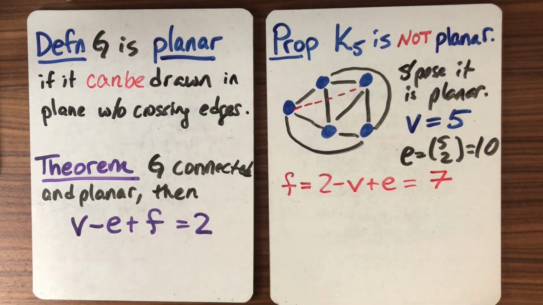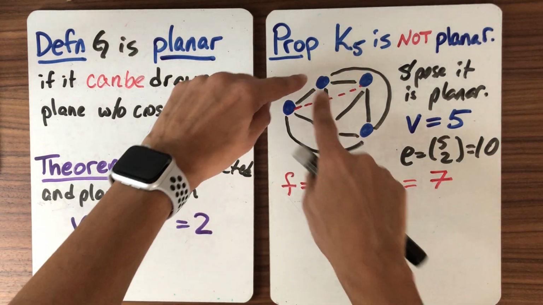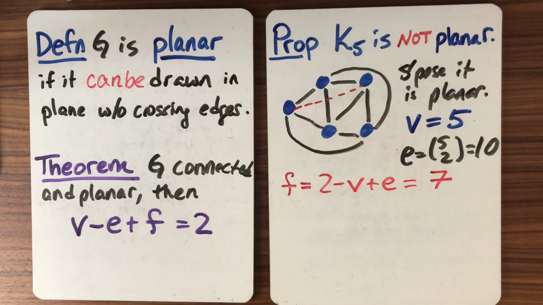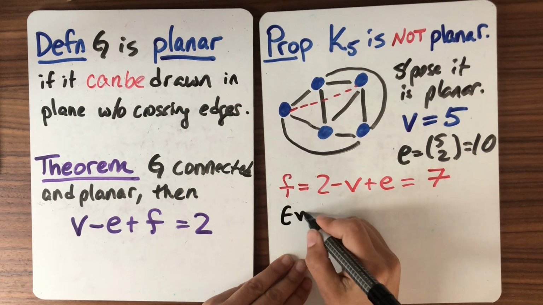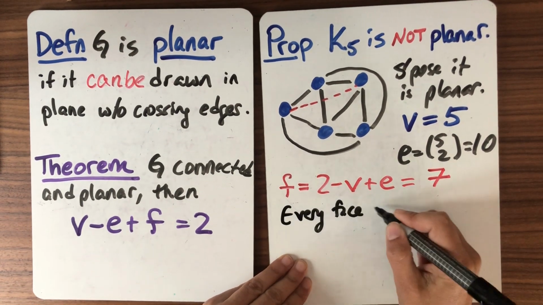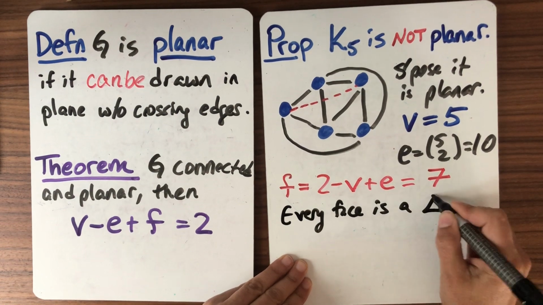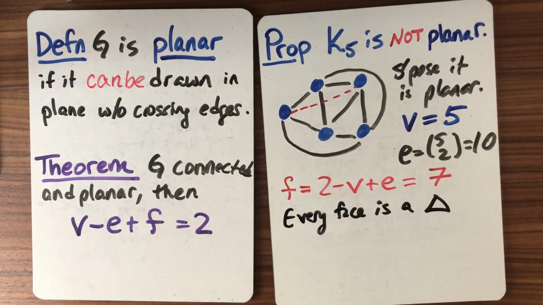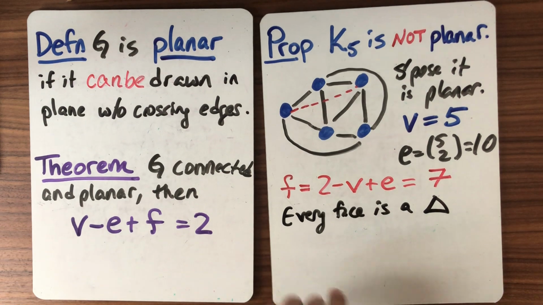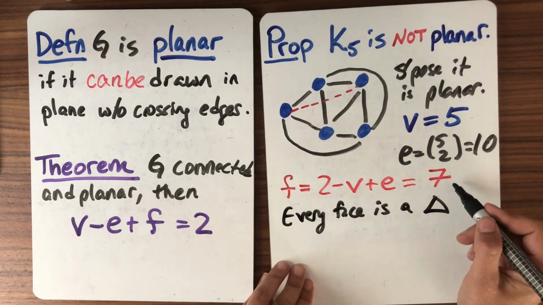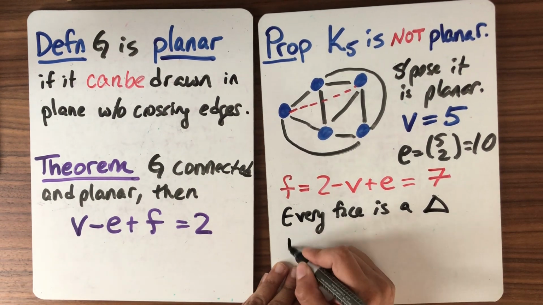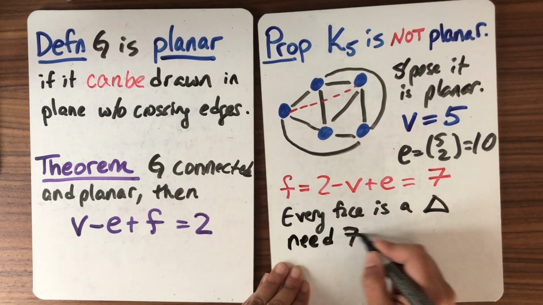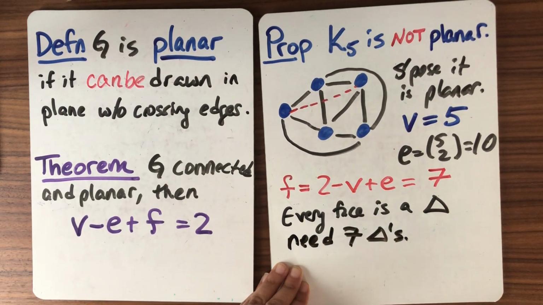But keep in mind that we have a complete graph. So any face is bounded by 3 edges. Every face is a triangle. That's not true in general, but it is true here. Every face is a triangle because we have the complete graph. All right, so how many triangles do we need? We have 7 faces, so we need 7 triangles because we have 7 faces.